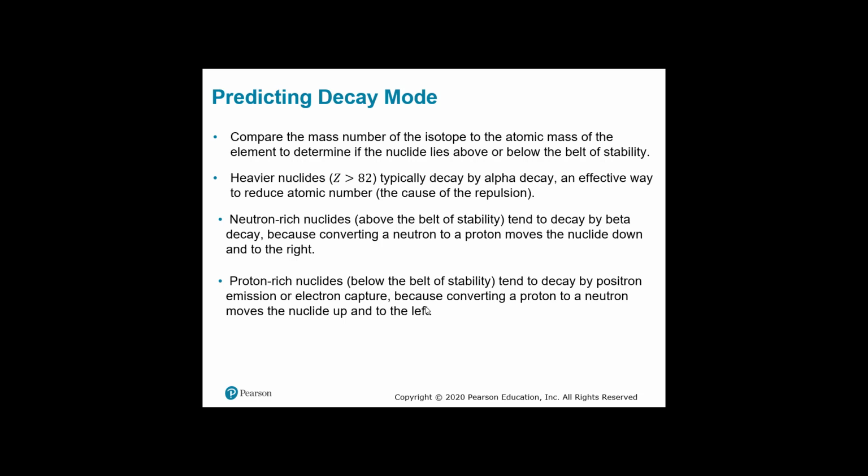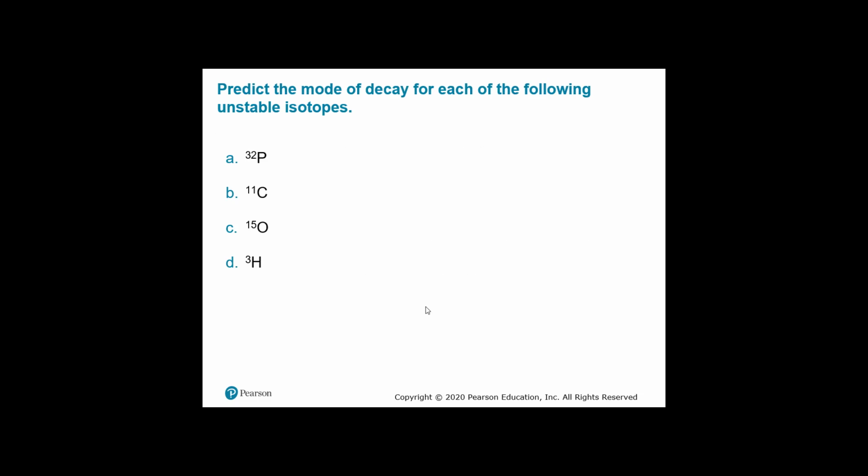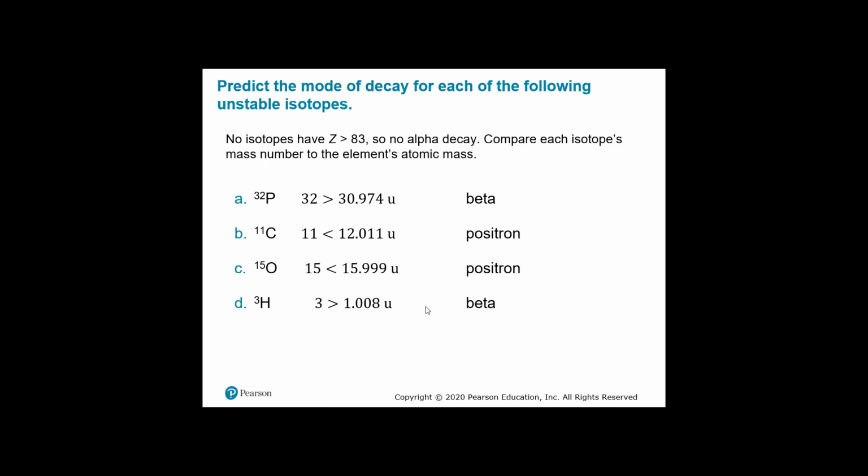Proton-rich nuclides below the belt of stability tend to decay by positron emission or electron capture, because converting a proton to a neutron moves the nuclide up and to the left. I know this is a lot of new information, so take your time in trying to understand. That's why I'm showing you two different graphs as well. So, predict the mode of decay for each of the following unstable isotopes. And what we're going to do is look at the average mass in the periodic table. Okay, I'm just going to show these to you, and then I'm going to go over each one to help you understand what it is that you need to look for on here.